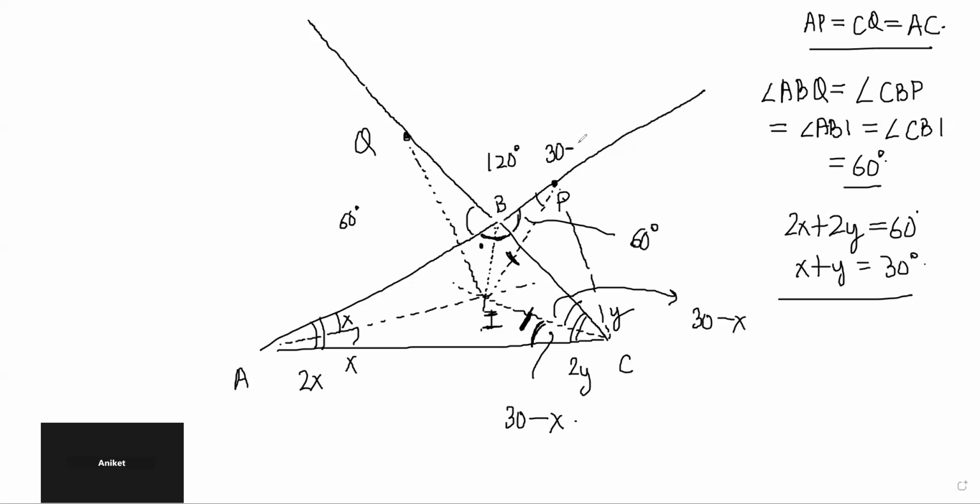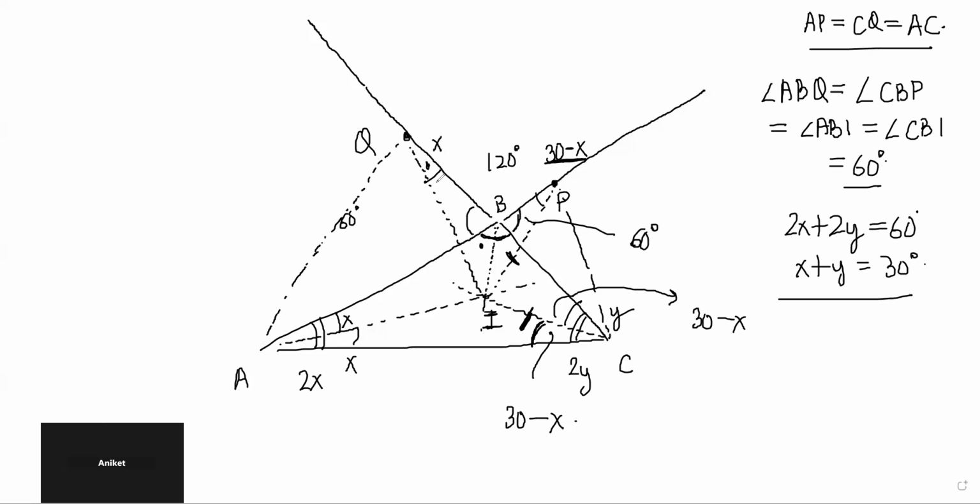IPB. And similarly, by joining AQ, we do the same thing and we get angle CAI, which is x, is equal to angle IQB.